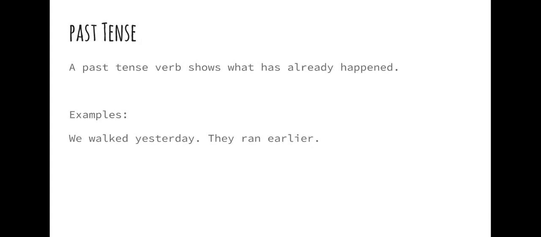All right, past tense. A past tense verb shows what has already happened. We walked yesterday. They ran earlier. So your verbs are walked and ran.